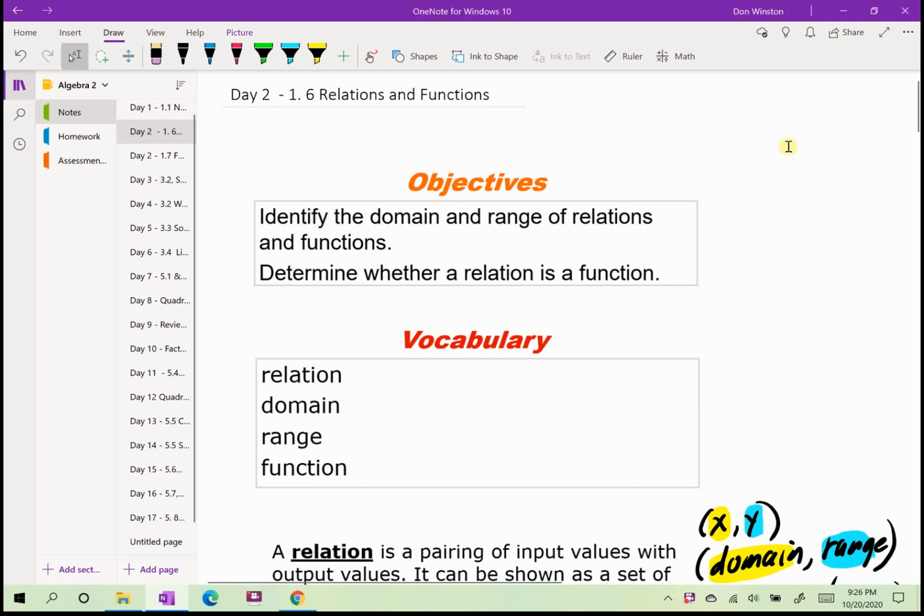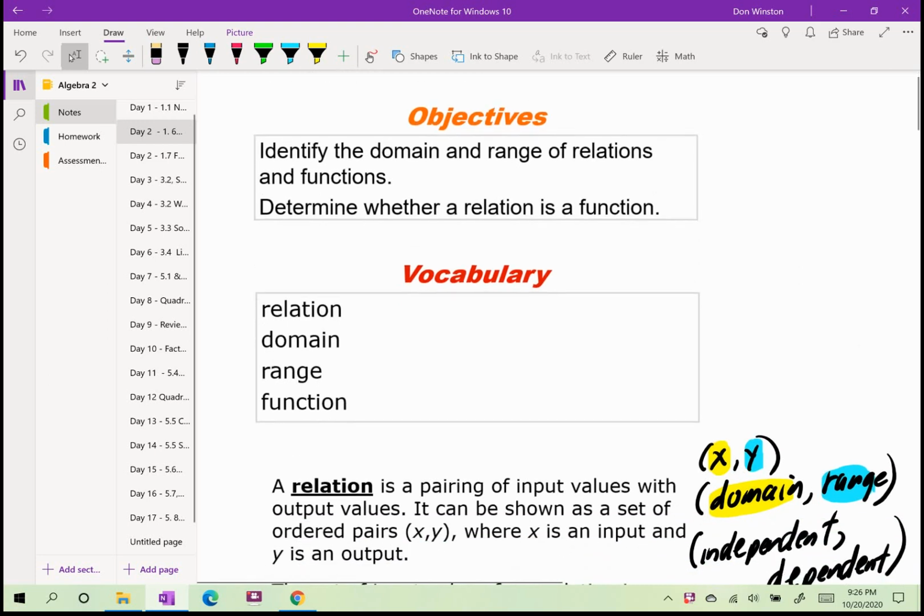Day two. This will be another two-parter here. We'll have two video lessons. So the first video lesson will cover identifying the domain and range of relations. We talked a little bit about this yesterday, but we'll actually see today what makes a relation a function. And so we'll be looking at domain and range and relations, and then whether or not a relation is a function. So yesterday we had some terminology. We had relation, domain, and range, and today we'll add function.